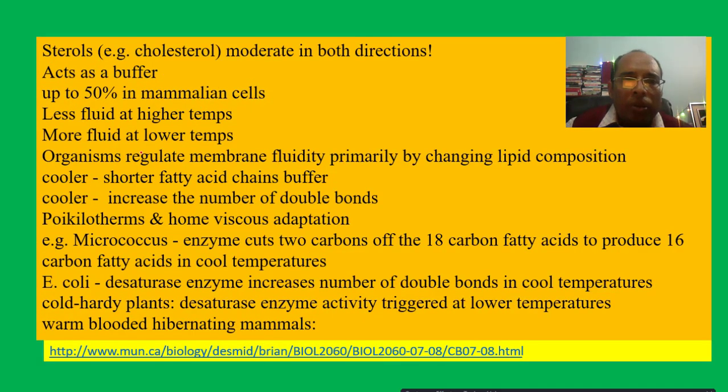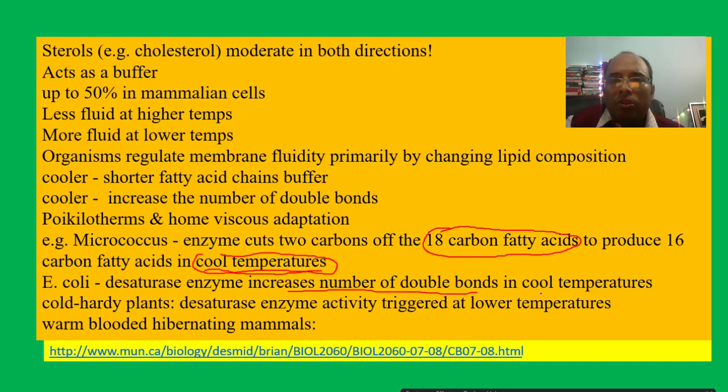Look here, Micrococcus enzyme cuts 2 carbons of the 18 carbon fatty acid to produce 16 carbon fatty acids in cold temperature. It will make the fatty acid chain shorter. Again, in case of E. coli, it increases the number of double bonds in cold temperature. When double bonds are increased, fluidity will also be increased. Okay.